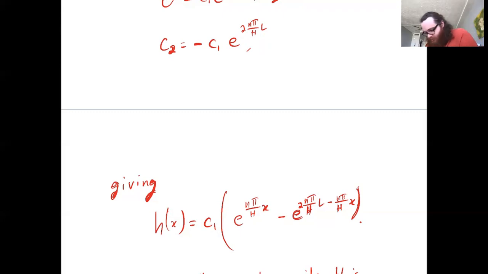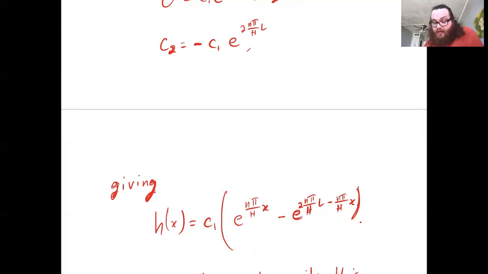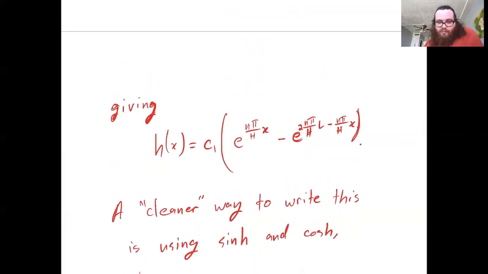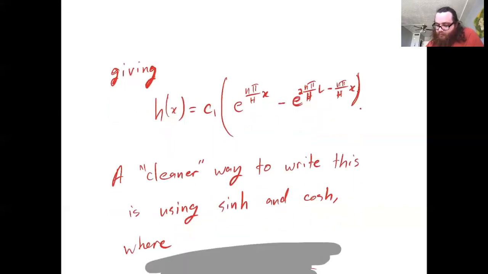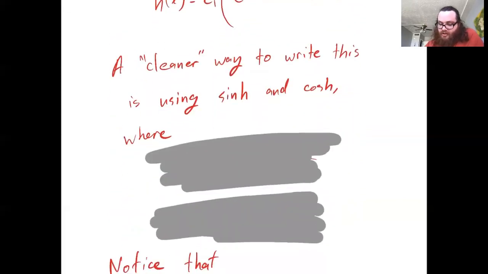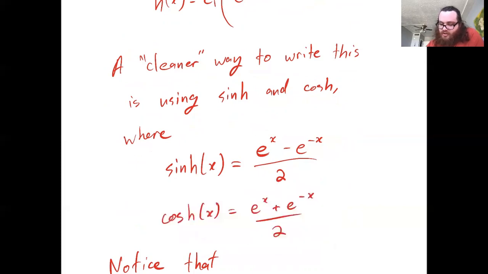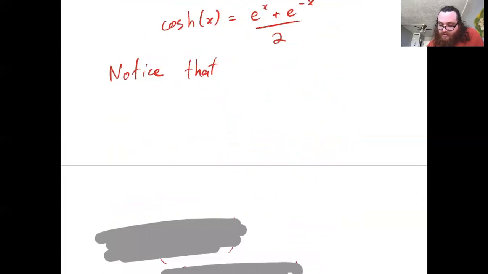Sure, we can work with this, it's not terrible, but the question is, can we get a slightly nicer way of writing out this expression? In this case, we have a cleaner way, we might call it cleaner, if we use the functions sinh and cosh, where sinh is this linear combination of exponentials, and cosh is this linear combination of exponentials. What we get is the following.